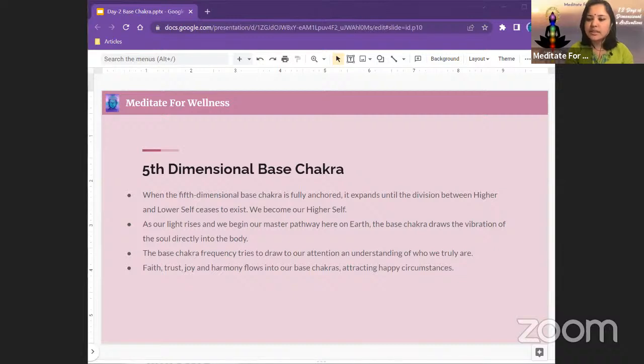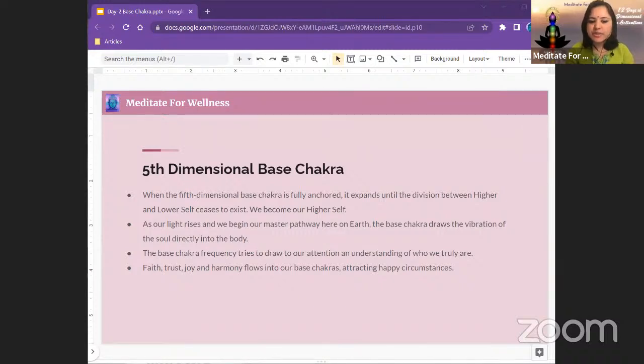And the location is still the same, below the tailbone, and it affects the same stability and the grounding on this planet where we are. So as our light rises, we begin to master our path here on earth, and the base chakra draws the vibration of the soul directly into the body. You do not live more like a body. You understand that you are a soul, and you are able to manifest things easily in your life. That comes when this chakra is in balance.